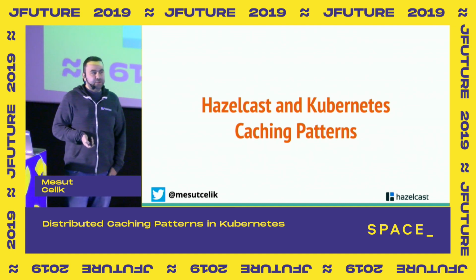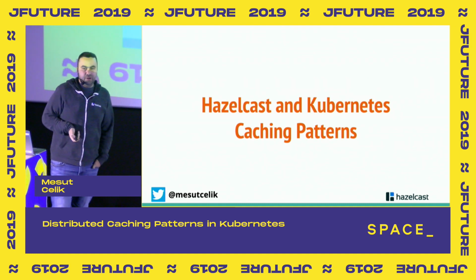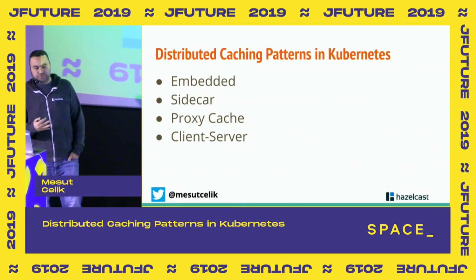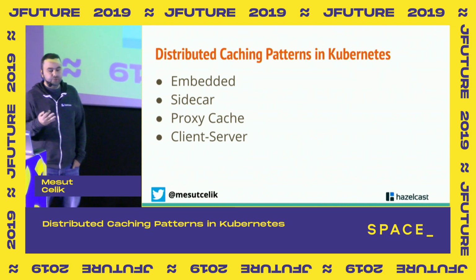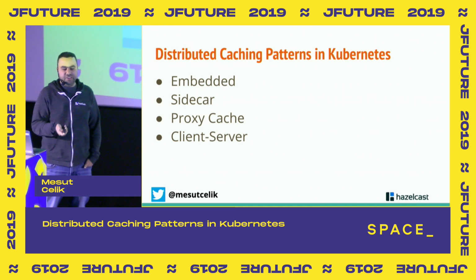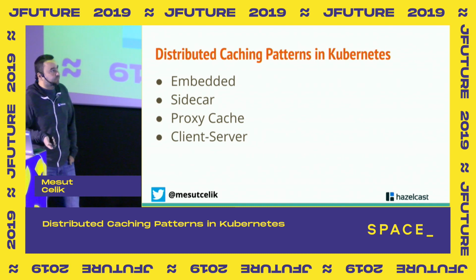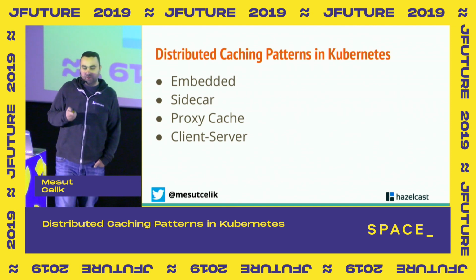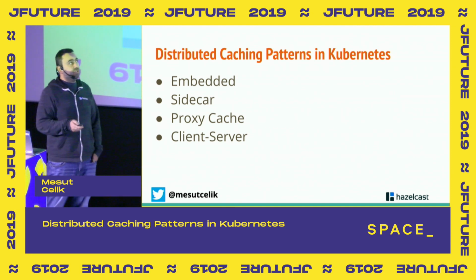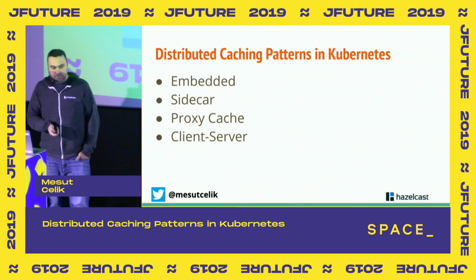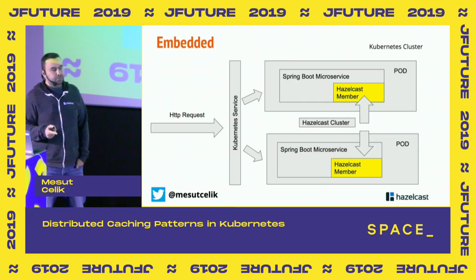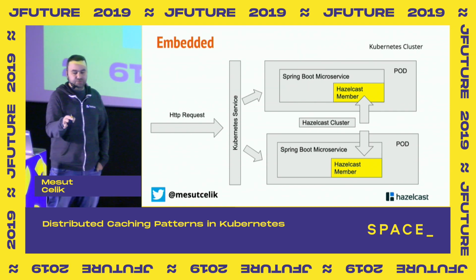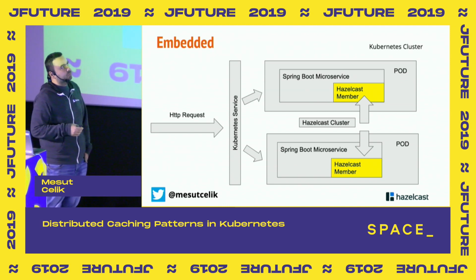Okay, so how can you use those things in a Kubernetes environment? I listed 4 patterns that you can use in a Kubernetes environment. One is embedded. The other one is this very famous Kubernetes sidecar pattern. The other one is proxy cache, and the last one is client server. Okay, so for the embedded, that's the simplest one, and I'll leave you a bit of a second just to see the diagram, because all the other diagrams are similar to that.